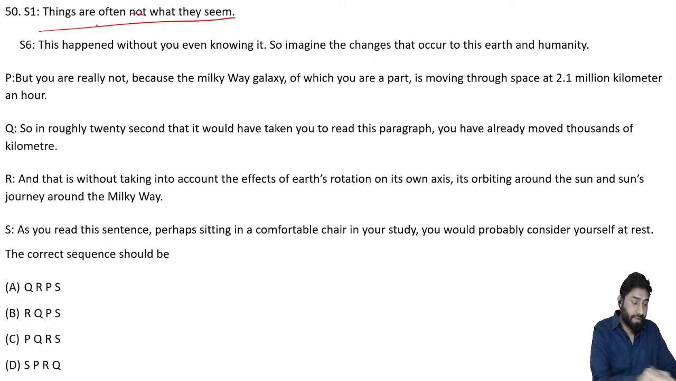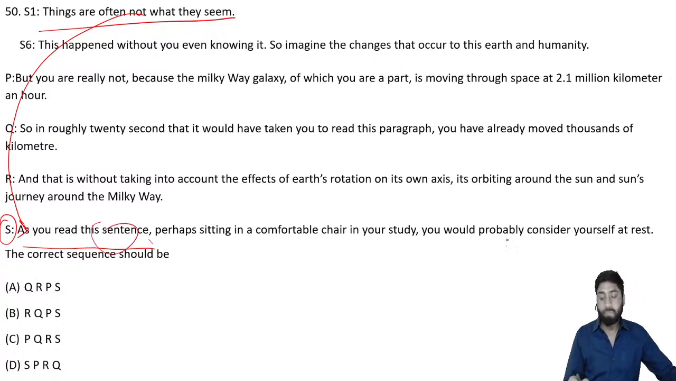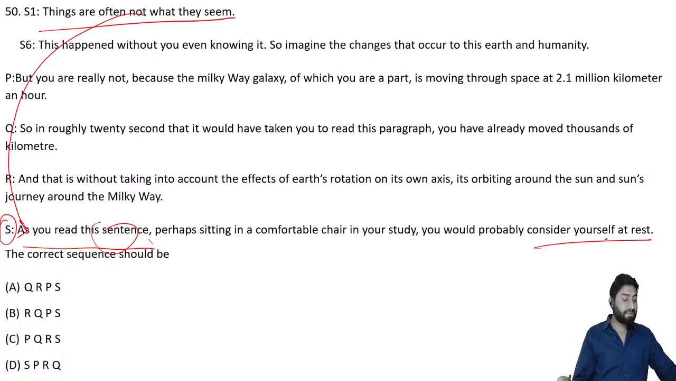This has a mandatory pair with S. As you read this sentence, perhaps sitting in the comfortable chair in your study, you would probably consider yourself at rest, right? So D is the answer here again. Let me give you the answer quickly. D is the answer. SPRQ. That's what the sense is.